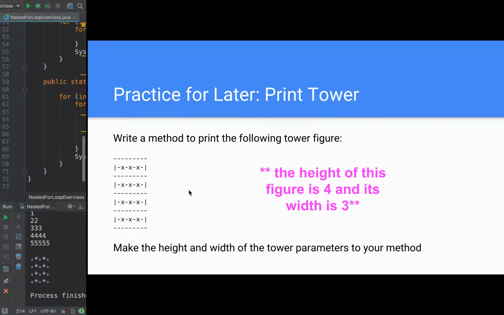And the practice for later is to print this tower. It has a height of 4 and a width of 3. And we should make the height and the width of the tower's parameters to the method that's being written. An important note here is that this is a fence post problem, right? Because we have different things happening on the ends here of our loops.